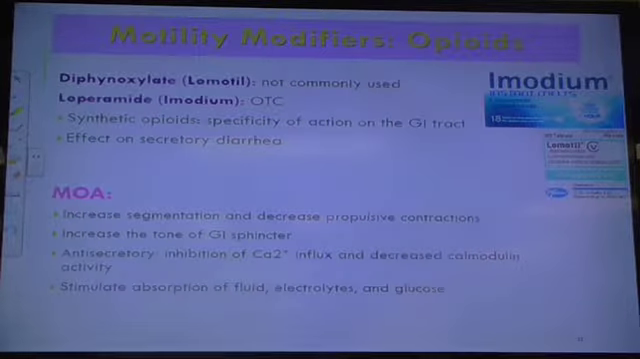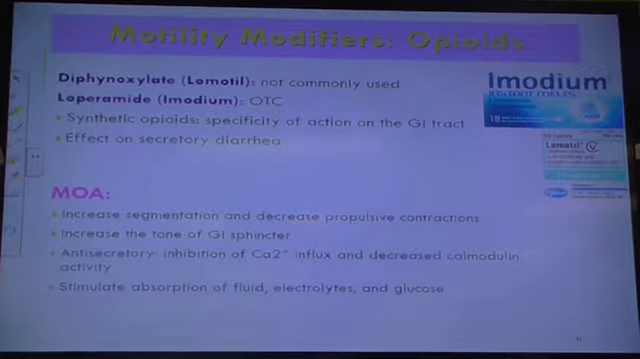It's a synthetic opioid, and it has an effect only on the GI tract. It stops the moving of the GI tract and also inhibits secretion from the GI epithelial cells. So that means this drug is good to treat secretory diarrhea. And also this drug stimulates absorption of more fluid, electrolytes, and glucose.